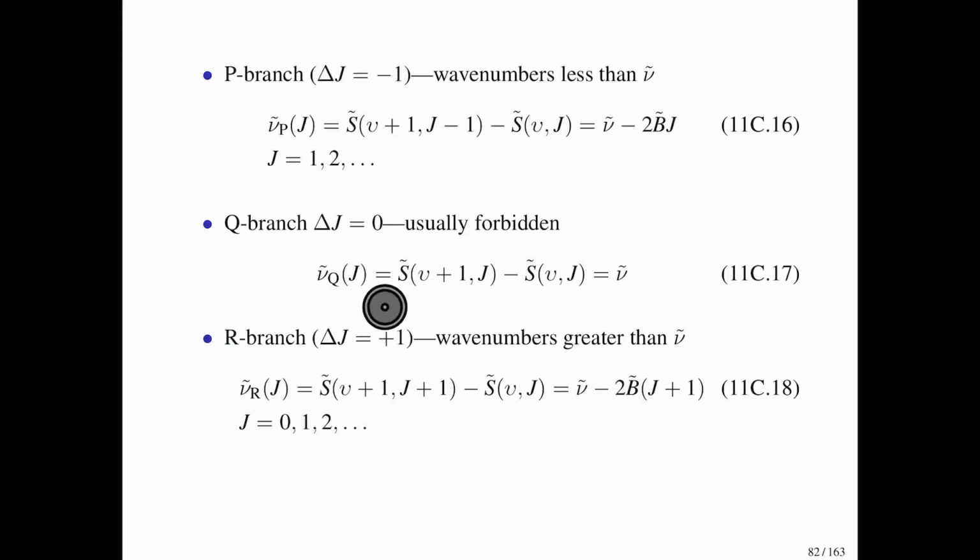The R branch involves an increase in the rotational quantum number, so delta J is +1. And if we calculate the observed frequencies, you take the difference between the term involving upsilon and J, where the vibrational quantum number increases by 1, and the rotational quantum number increases by 1. And here I think I may have a typo in the formula. I'm pretty sure that should be a plus sign.